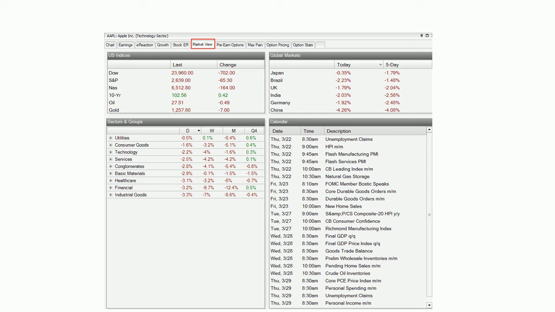We don't use it per se, but that capability is in the platform if you'd like to try and use a top-down approach. We use a slightly different approach. We're looking for specific patterns within an underlying stock, and we use the custom scanner for that. But this information is certainly available.